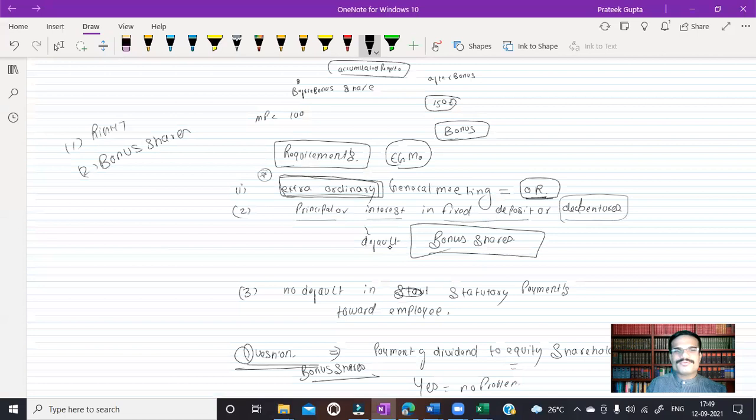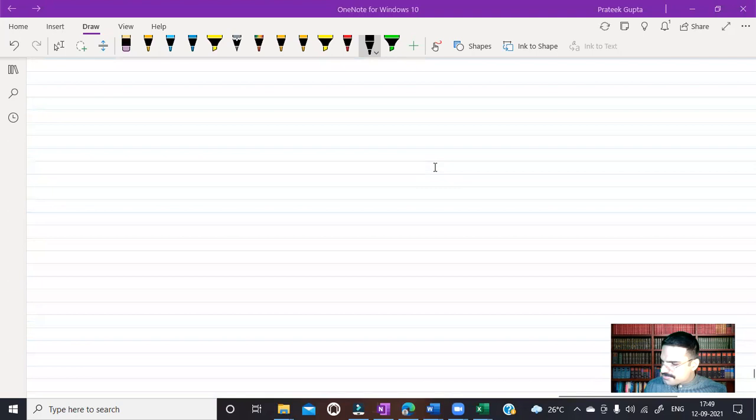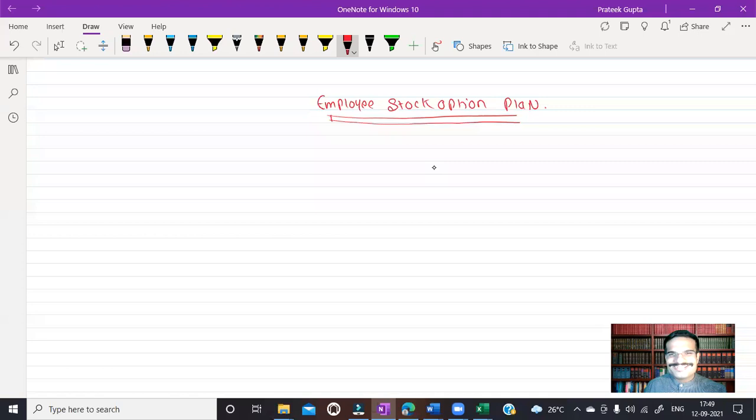Okay. Now let's move on to the next concept. And the name of the concept is ESOPs, Employee Stock Option Plan. Prabhat, you don't have any doubt? Prithika, I was expecting some questions from you. Chalo, employee stock option plan.